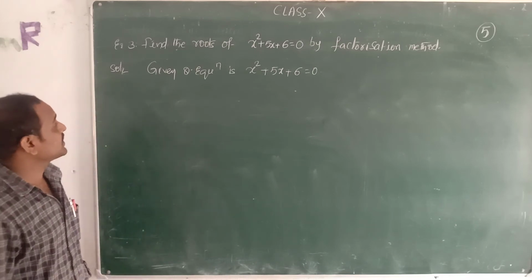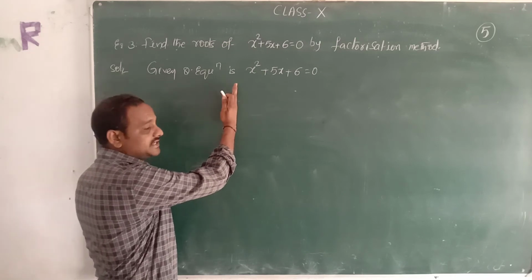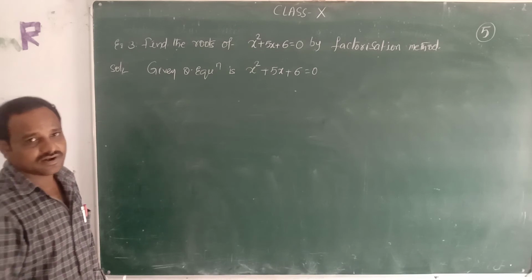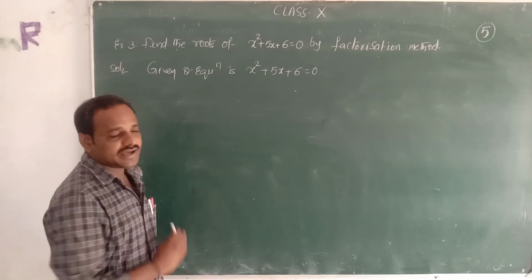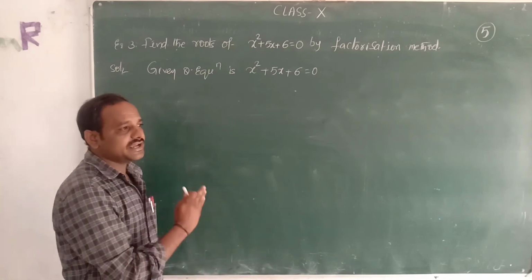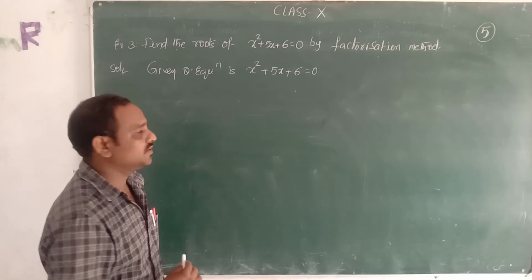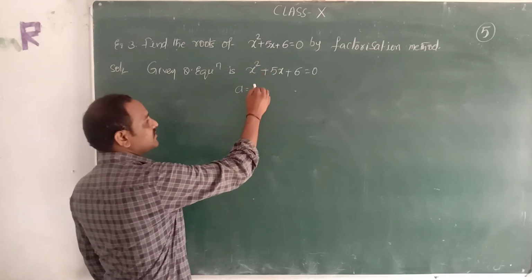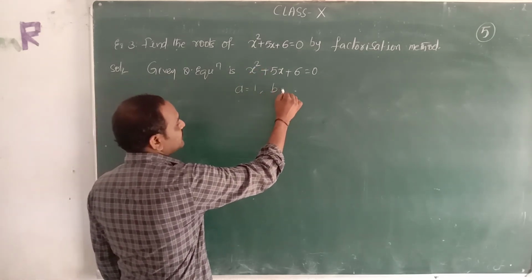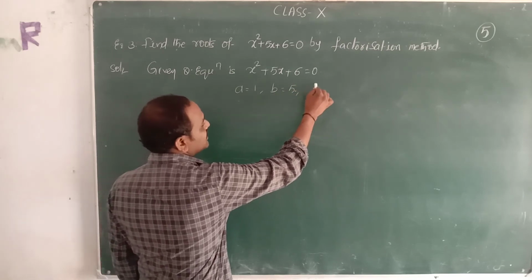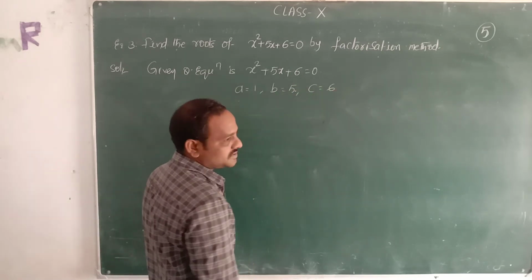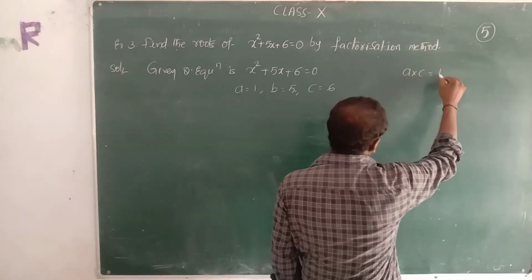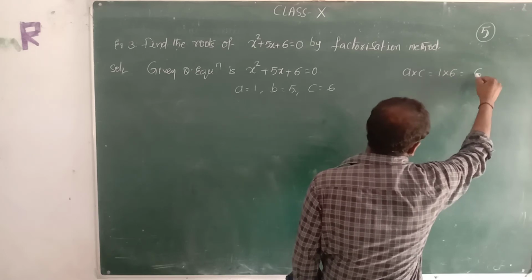Let's see here. So the given quadratic equation is what? x square plus 5x plus 6 is equal to 0. Now we have to compare it to the general form ax square plus bx plus c equal to 0. On comparing, you will get a equal to, what is the coefficient of x square here? 1. What is the coefficient of x? b is 5. And what is the constant term c? 6. So a into c, that means 1 into 6, that is equal to 6.